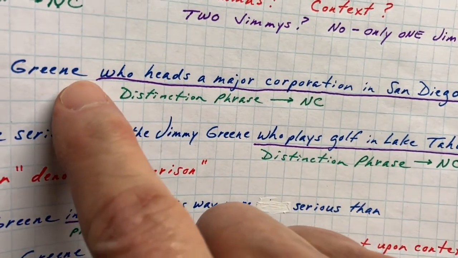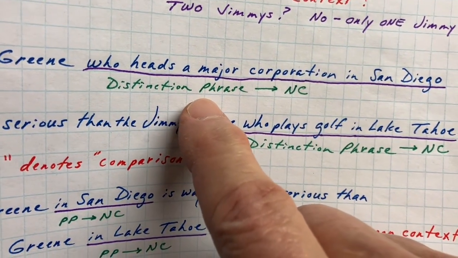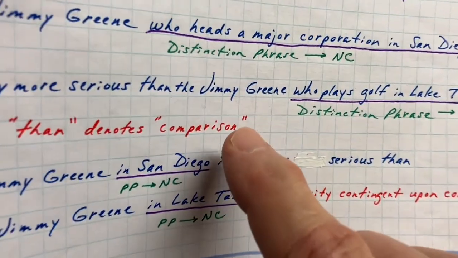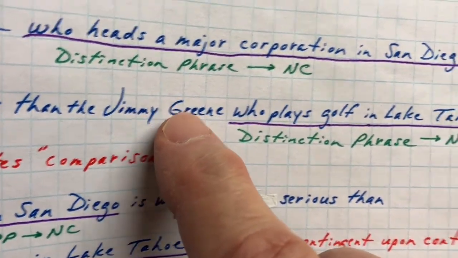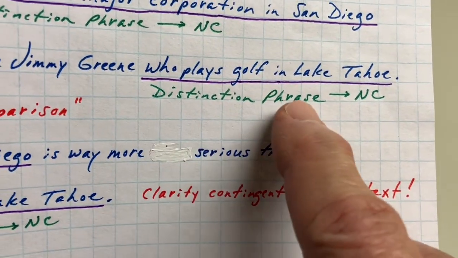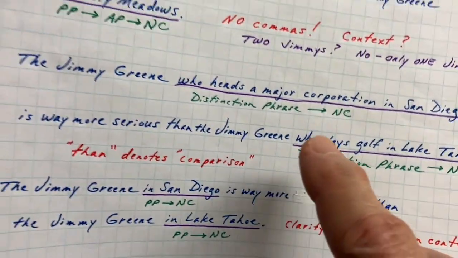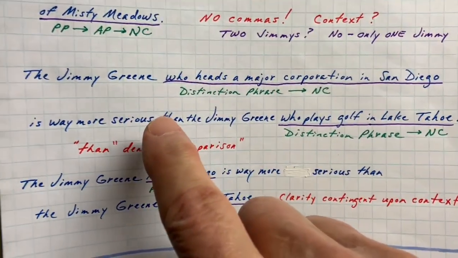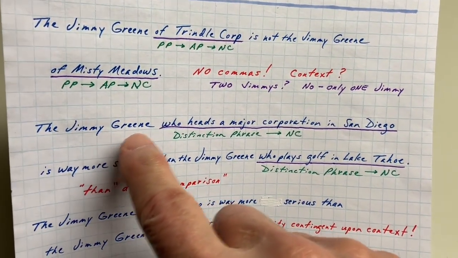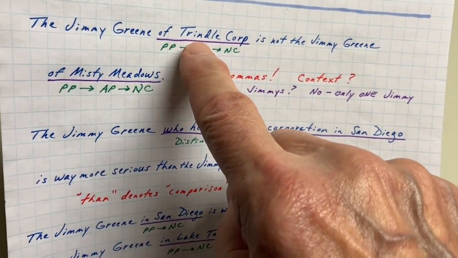There's no commas. It's a distinction phrase, which you would probably call a relative clause, right? But it's functioning as a noun complement. Now down here you have the other Jimmy Green, right, who plays golf in Lake Tahoe, and that's a distinction phrase, or you would call it a relative clause, functioning as a noun complement. So you see now, when you go deeper, that we're talking about a Jimmy Green who heads a major corporation. Okay, it's called Trindlecore. I just made that up.